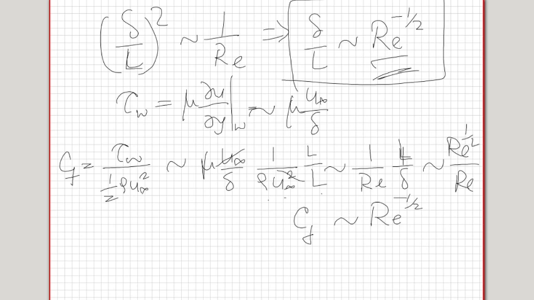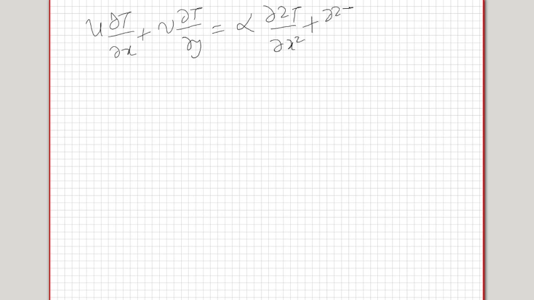Now using the order of magnitude analysis, we can also get what the Nusselt number would vary as. So that is the next thing that we need to do. So let me quickly take the energy equation. Let me do it on a fresh page. The energy equation looks like u del T by del x plus v del T by del y is equal to alpha times del squared T by del x squared plus del squared T by del y squared.